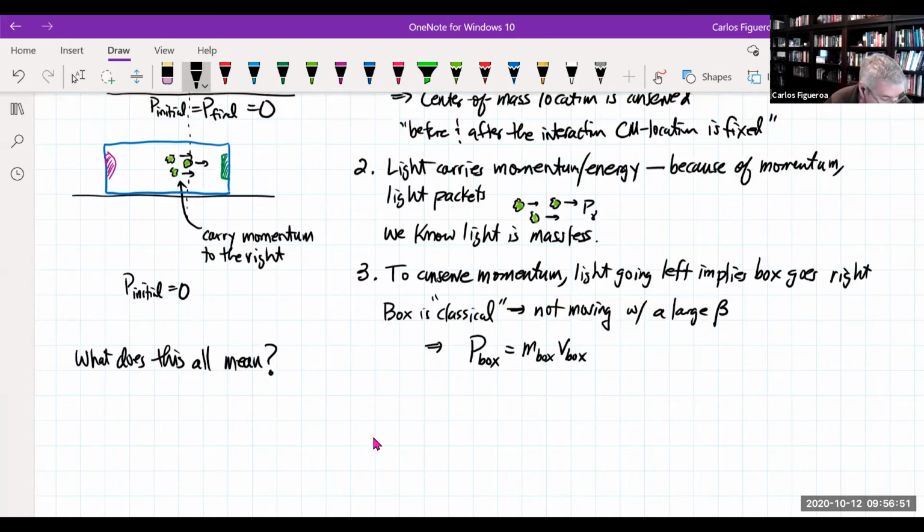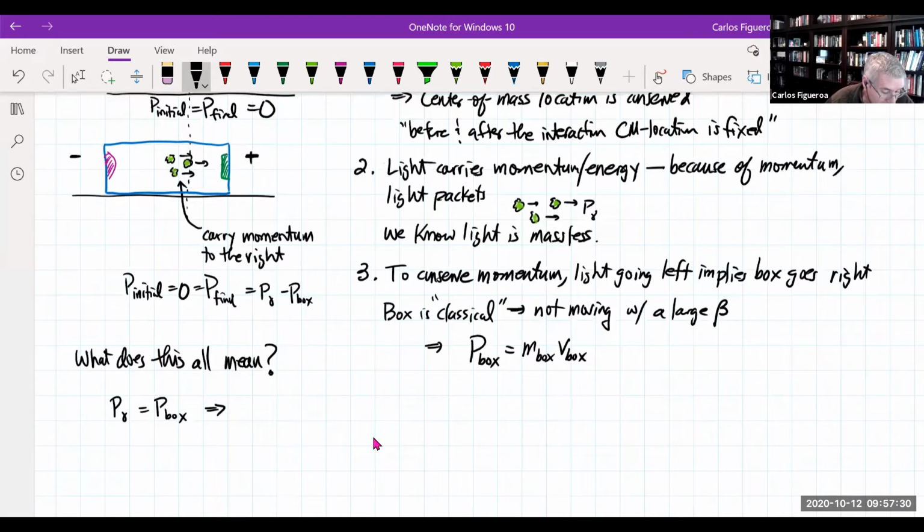So what does this all mean here? Well, if the initial momentum is 0 and the final momentum must be too, if I pick this to be the positive direction and that to be the negative, then that means that the momentum of the photons minus the momentum of the box must also sum to 0. So what this is telling me here is that the momentum of the box and the momentum of the photons must be equal and opposite.